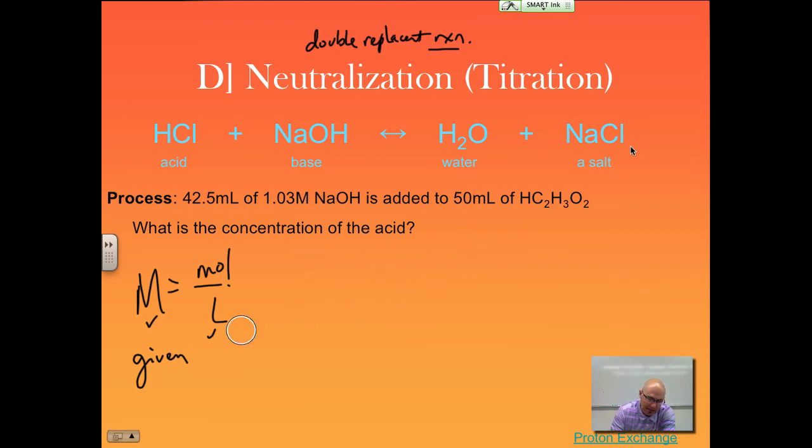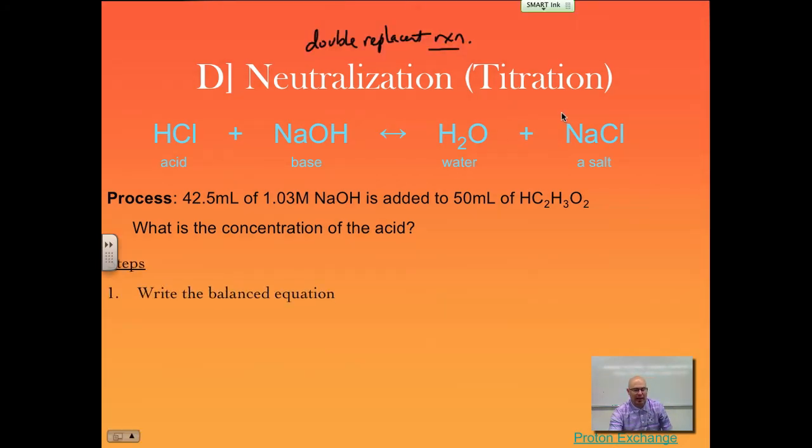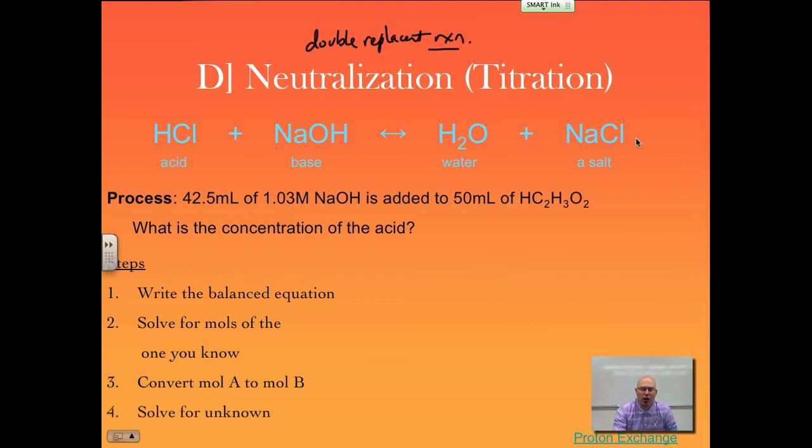That's the idea. Let's take a look at some more little steps, kind of how I do it. So here are my steps. You have to have the balanced equation. You don't necessarily have to do it first, but you do need to have the balanced equation, because to be able to go from moles to moles, you need to use the coefficients of that balanced equation. You're going to solve for the moles of the one you know. You're going to convert moles of A to moles of B. It doesn't have to be the acid to base, but moles of one to moles of the other. And then you solve for your unknown.